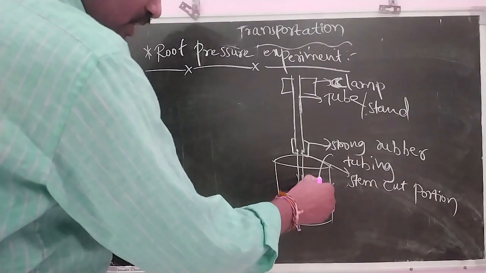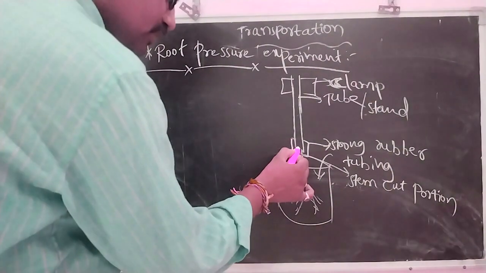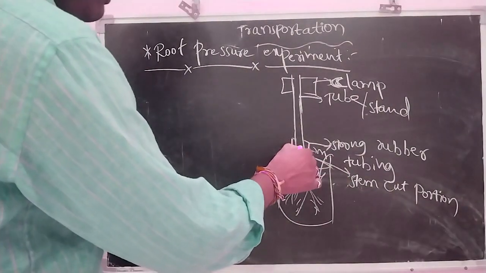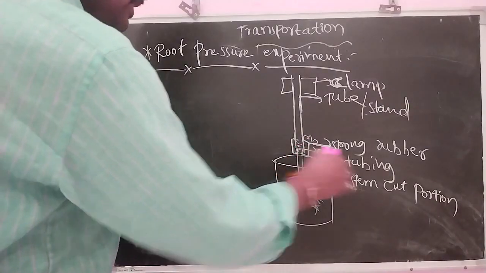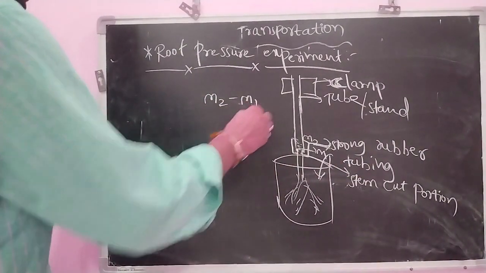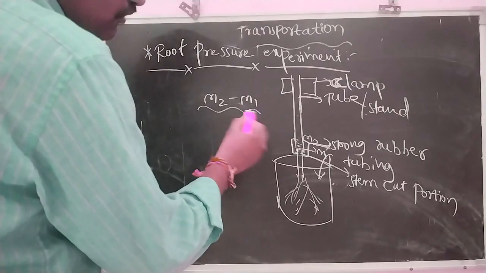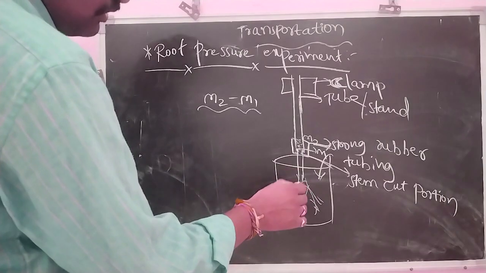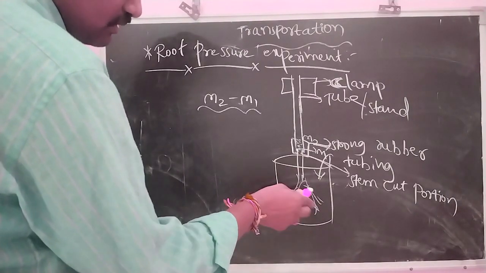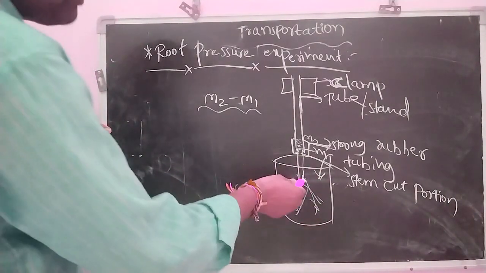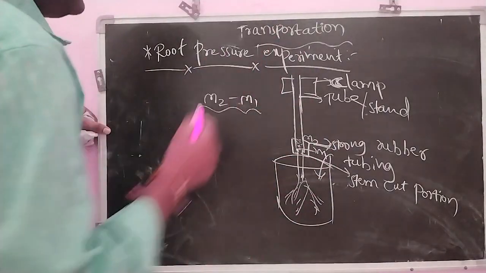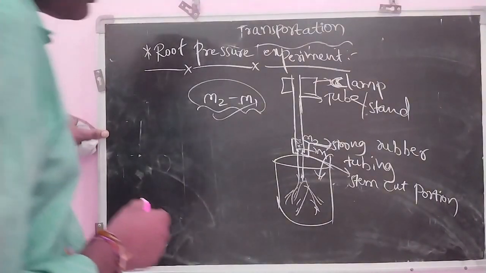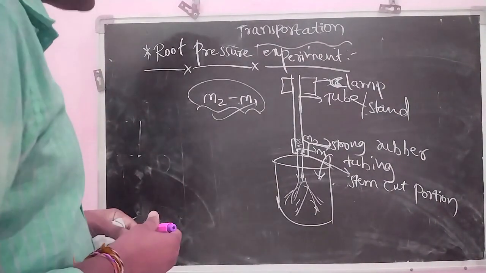Daily we pour water to it, and the water level which we observe, we mention as M1. After a few days the water level has risen; mention it as M2. So M2 minus M1 indicates the rise in water level, and this rise is because of root pressure, through which the roots absorb water with pressure and send it to the upper parts of the plant body. So this is the root pressure experiment, and we will discuss another topic in the next class.